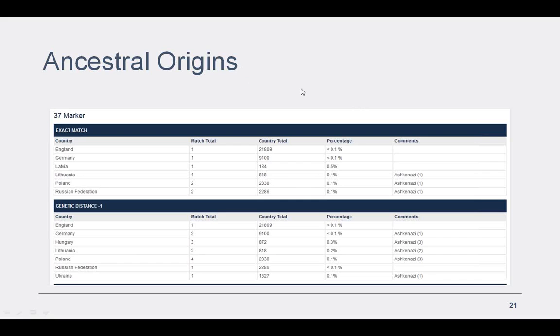The Ancestral Origins page. This is a page that tends to confuse some people when they first look at it because it mentions percentages. And, you know, when you see percentages, most people immediately think, oh, this percent English and this percent German and this percent Irish. That's not what the percentages mean on this page.